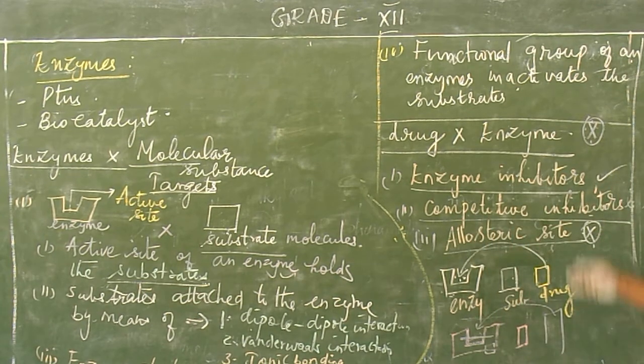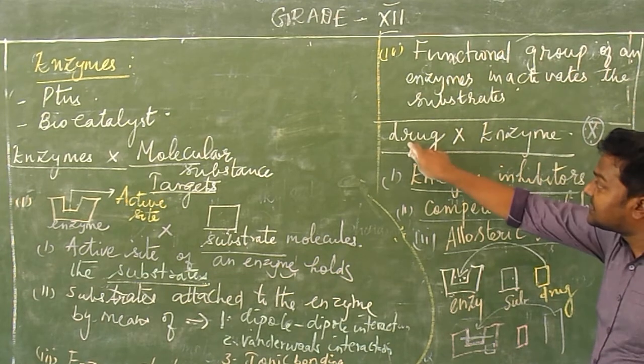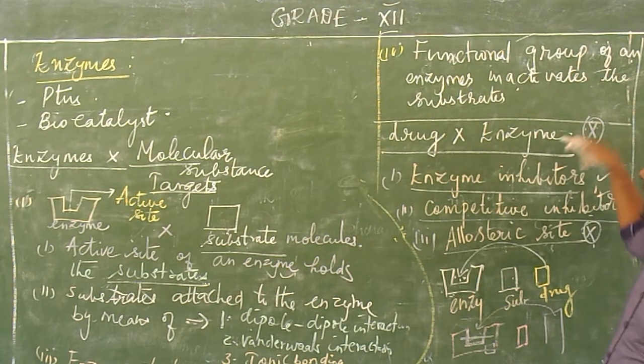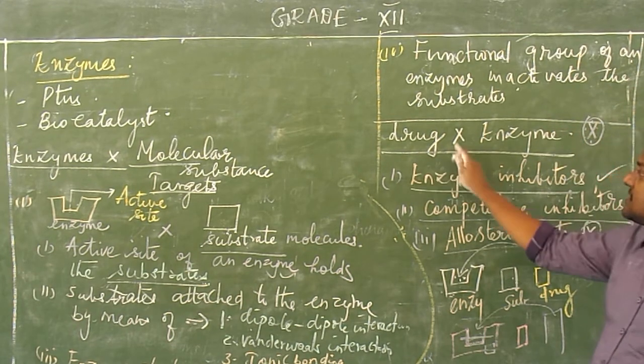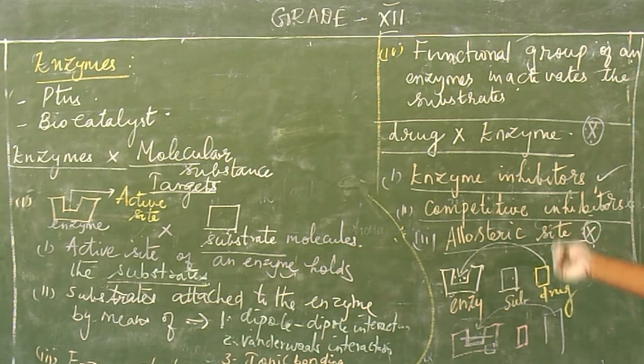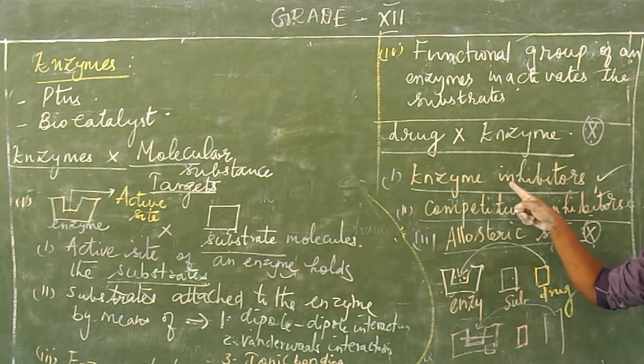Can you understand? In these 3 ways, the drugs retard or inhibit the activity of an enzyme. Can you understand? So this is drug target interaction, by the drugs acting as enzyme inhibitors.